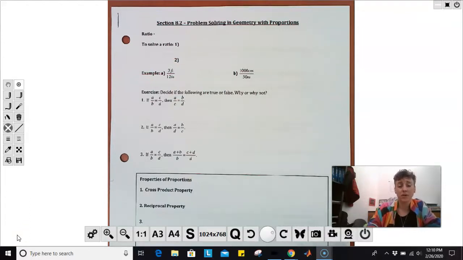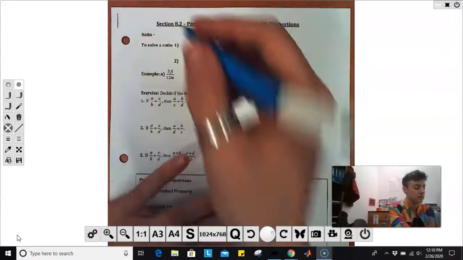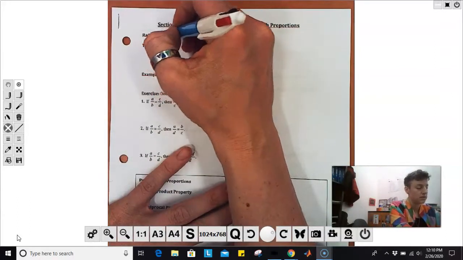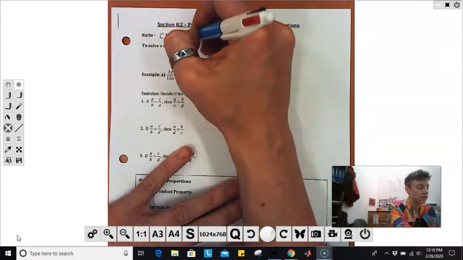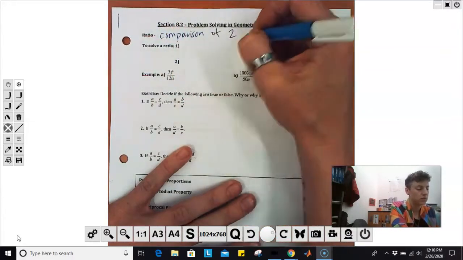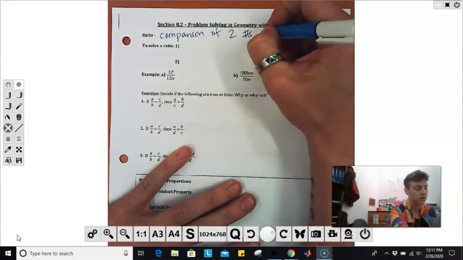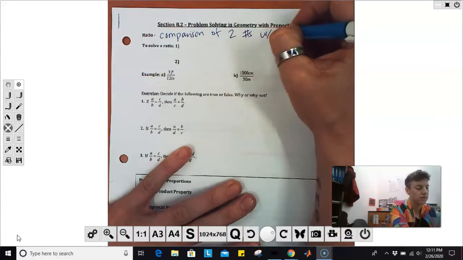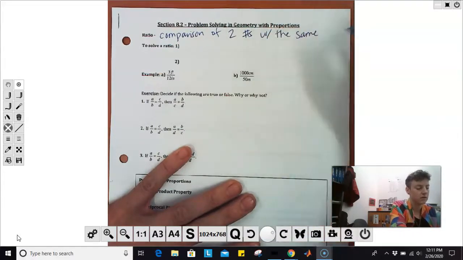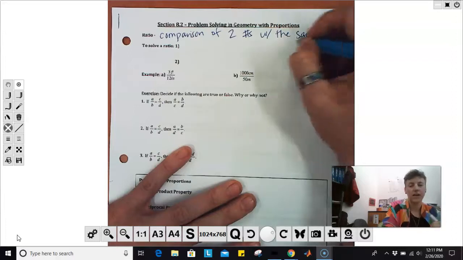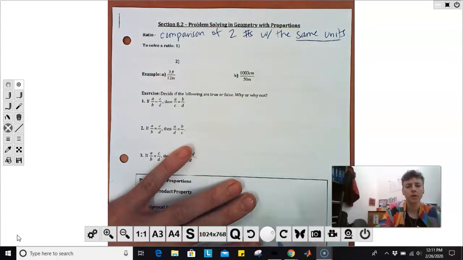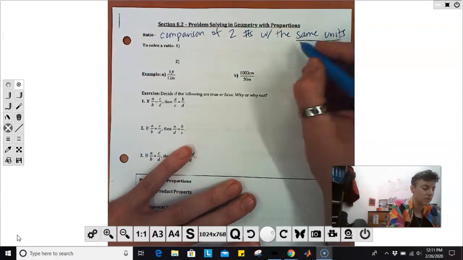We're going to do some problem solving in geometry. So let's remind ourselves, what is a ratio? It's a comparison of two numbers with the same units. That part is super duper important. They must be in the same units.